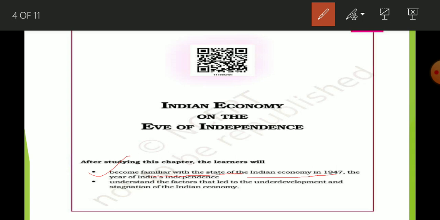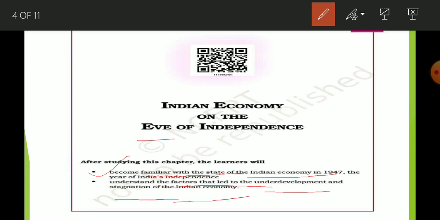the state of India on the eve of independence in 1947. Eve means evening, on the evening of independence. So which type of India we get, first we come to know about it, and second, what are the reasons behind it. We will understand the factors that led to the underdevelopment and stagnation of the Indian economy.